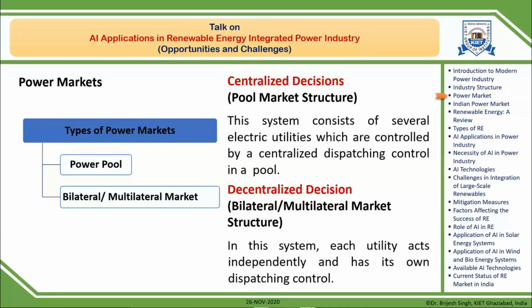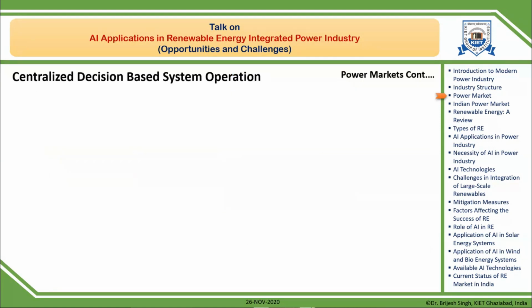and the second is decentralized decision making, where there is a one-to-one relation, meaning the stakeholders make contracts between themselves, whether it is a bilateral contract or a multilateral contract.